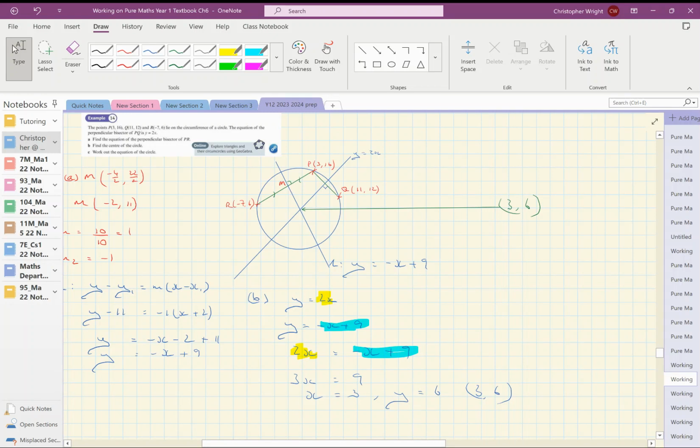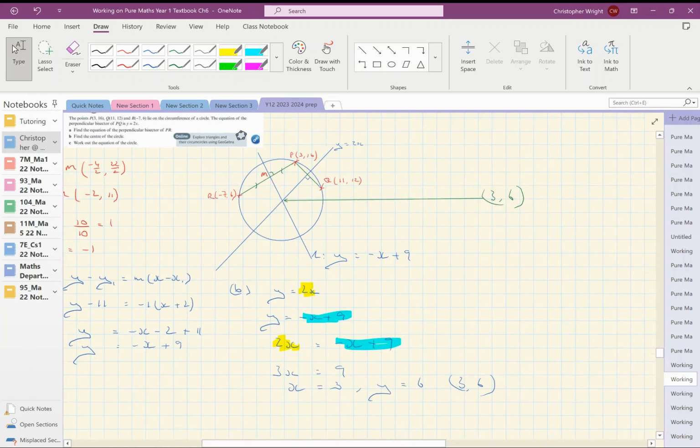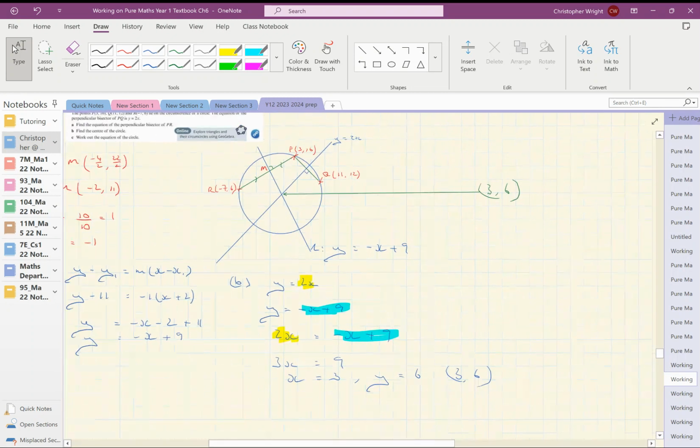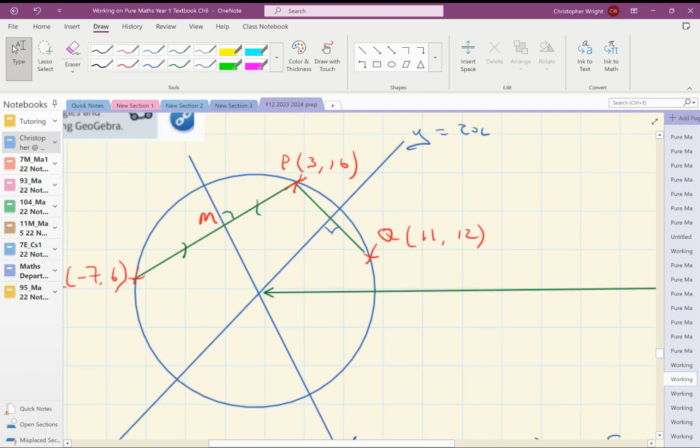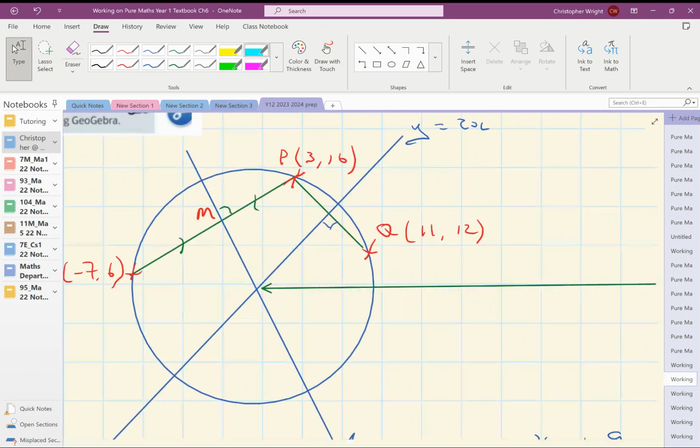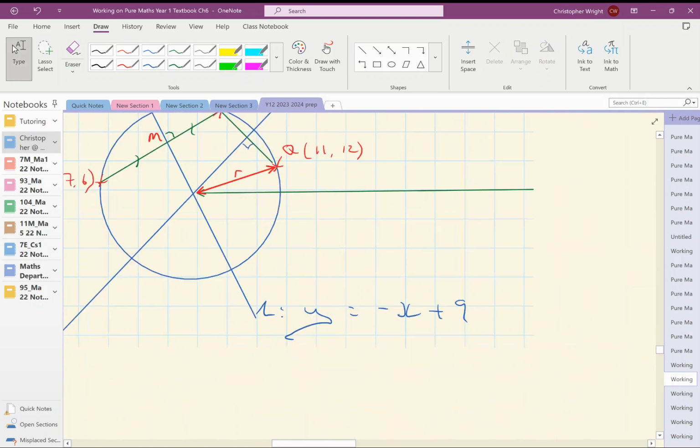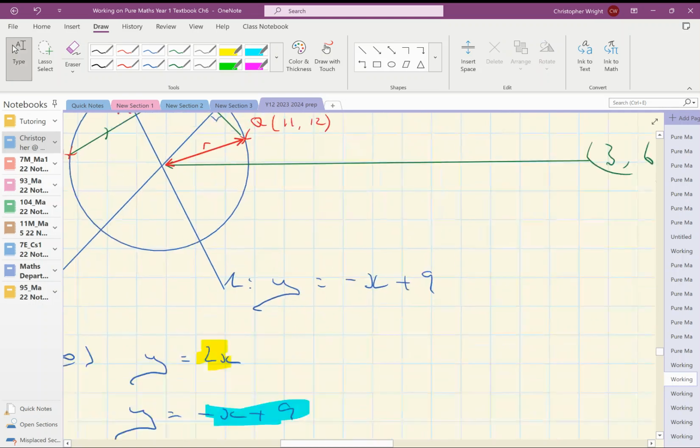Well, I know the centre of the circle is 3, 6, so I need that, but I also need the radius of the circle. So I know the centre is 3, 6. How am I going to find the radius of the circle? Well, the answer is find the distance between the centre and one of the points around the circle. So I'm going to find this distance here. There we go, because that is the radius of the circle, the distance between the centre and Q.